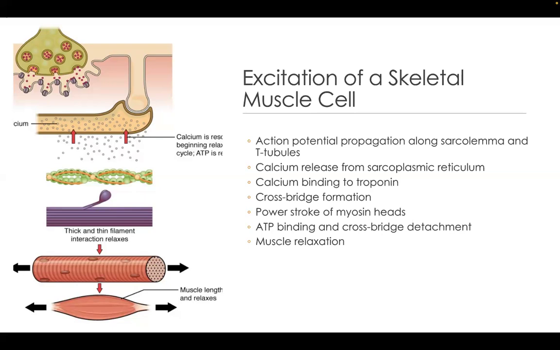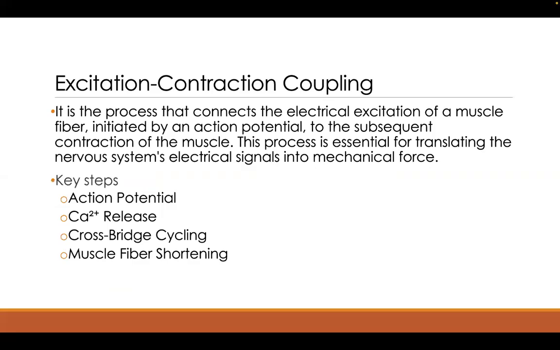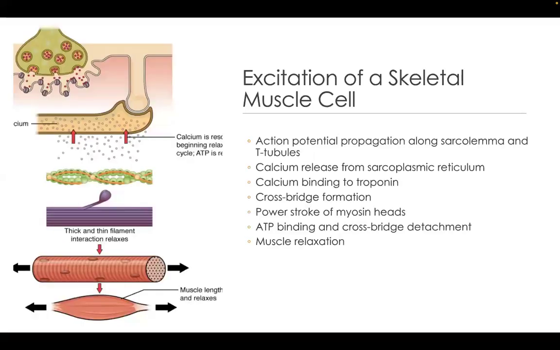When the action potential ceases, calcium is actively pumped back into the SR by calcium ATPase pumps. The decrease in the cytoplasmic calcium causes troponin and tropomyosin to return to their resting positions, blocking the myosin binding sites on actin and leading to muscle relaxation. Now, this is the process of the excitation for a skeletal muscle cell that we just spoke about.